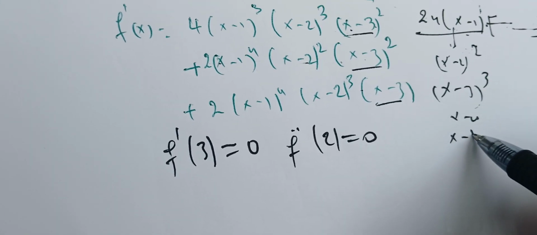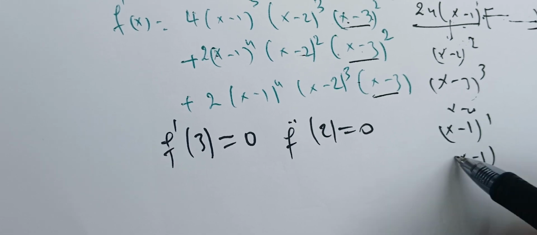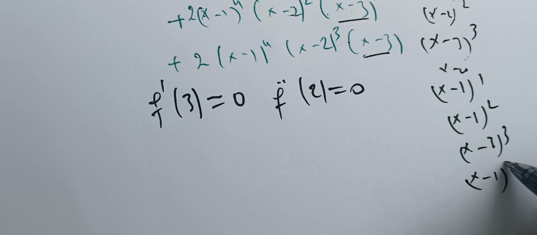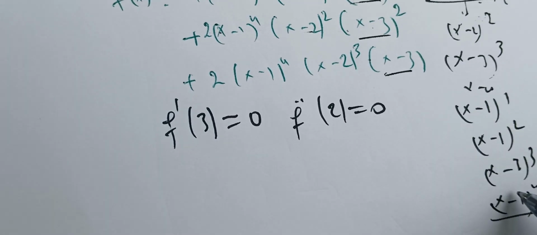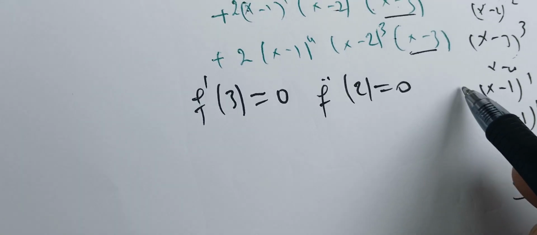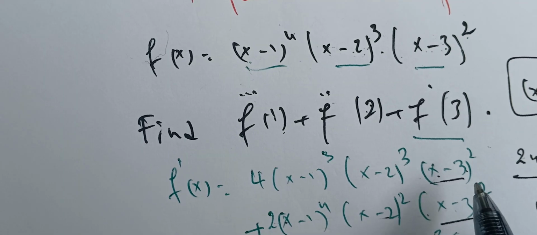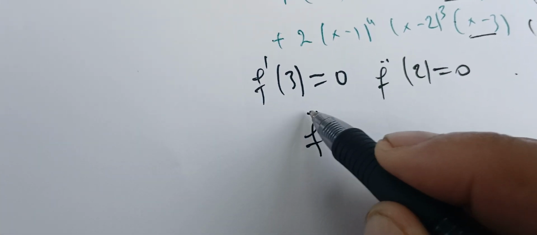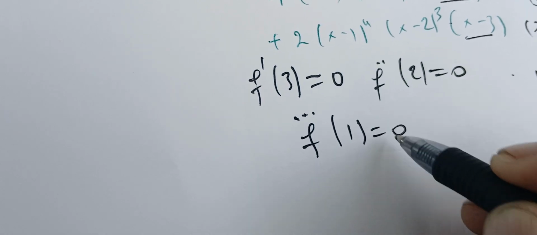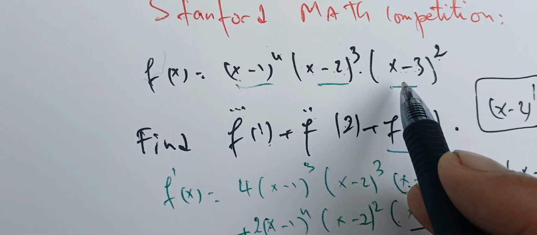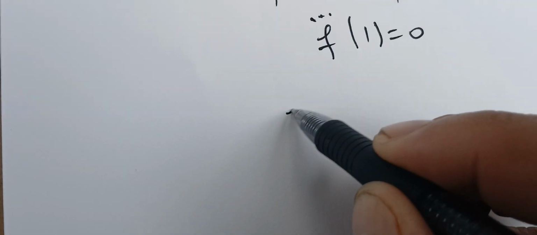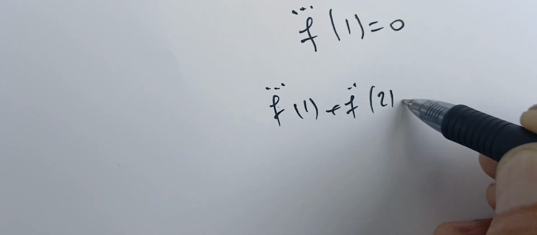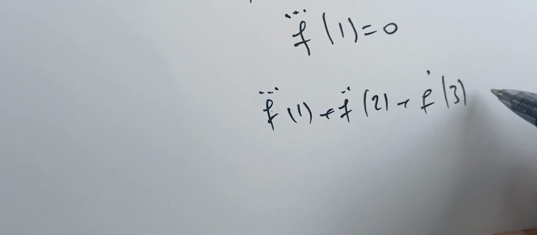So all these factors will go. Sorry, (x minus 1) to the power 1, (x minus 1) to the power 2, (x minus 1) to the power 3, and (x minus 1) to the power 4. When we plug in 1, we're always going to knock down all the others. And therefore, f triple prime at 1 is 0. And this means that the third derivative at 1 plus the second derivative at 2 plus the first derivative at 3 is 0.